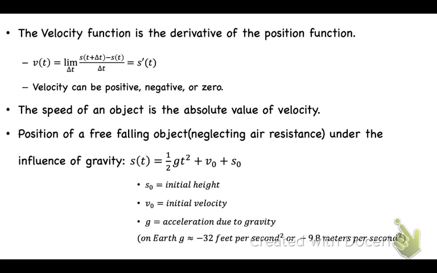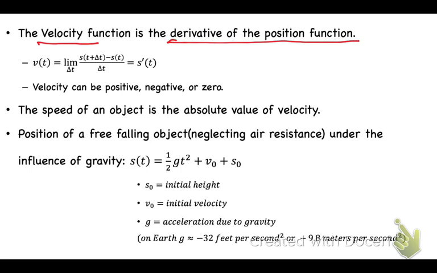The velocity function is the derivative of the position function. So this is important. Velocity is the derivative of the position function. So if I give you a position function, its velocity is its derivative. What was the variable for position? S. The variable for velocity is? V. T is time.